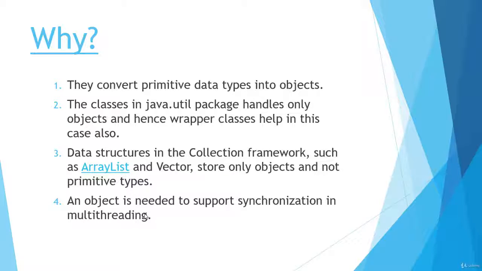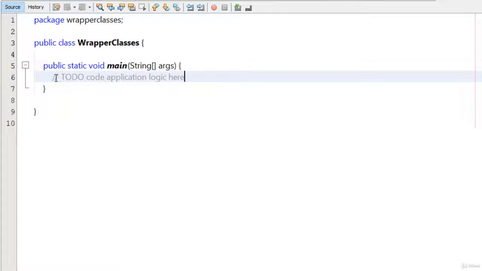And the fourth point, an object is needed to support synchronization in multi-threading. This point is also a little tricky for you, but we will discuss threading in our future sections. But also an object is needed to support synchronization in multi-threading. That's why we use the wrapper classes. So let's discuss the wrapper classes in NetBeans, how we can create our objects using the wrapper classes. So here in NetBeans, first of all, I'll remove these comments from here.